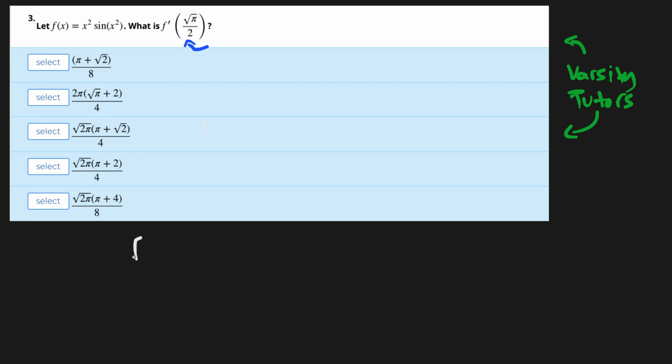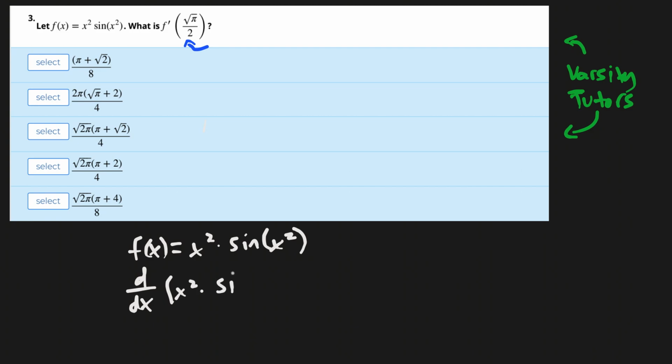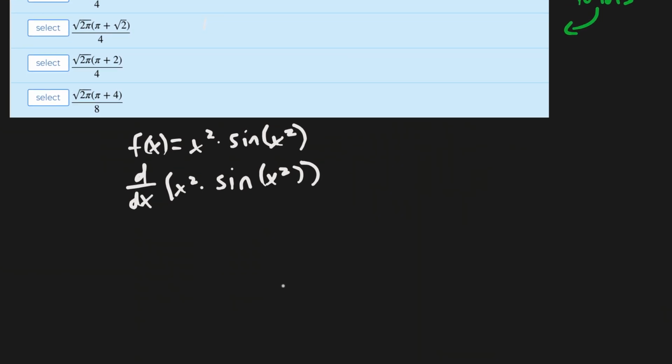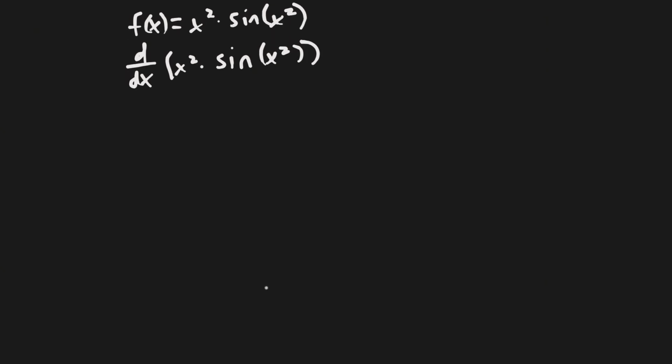So f of x is equal to, I'm just writing the problem down so I can scroll down to get some space, sine of x squared, and I want to find the derivative of this. I'm going to use Leibniz notation. You don't have to. I like this notation, so I will use it. Okay, so this is what I want to find. I'll scroll down. I don't need the problem for now, and I'll work it out.